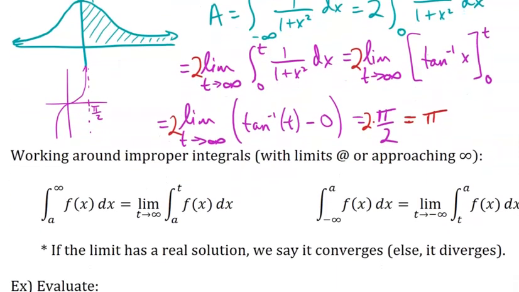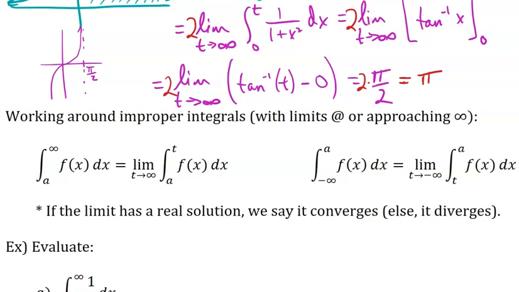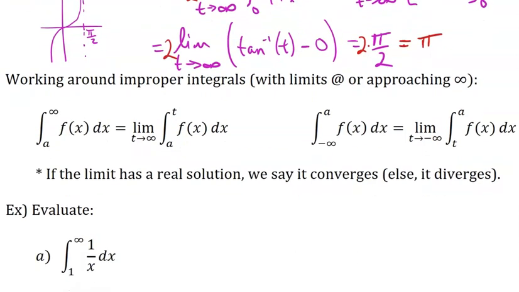Generalized a little bit, if we have infinities as our limits for a definite integral, either from a constant to infinity or from negative infinity to a constant, then we can change it and say the limit as t approaches infinity, or whatever a new variable would be, and stick that on the front, evaluate your integral in terms of t, and then find the limit at the end.